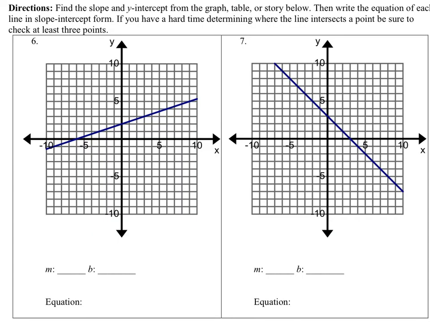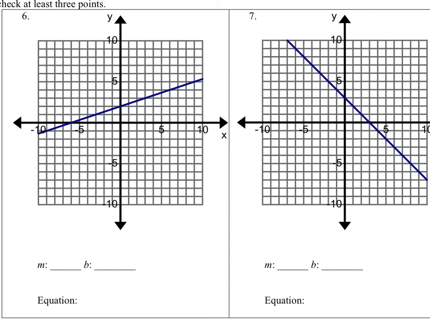Alright, find the slope and y-intercept from the graph, table, or story below. Then write the equation of each line in slope-intercept form. If you have a hard time determining where the line intersects a point, be sure to check at least 3 points. Okay. Well, we got a few points that we can look at up in here. In fact, we got a lot of points, and that's good. Look at these. Well, you can make a stair step. Let's take a closer look up in here.